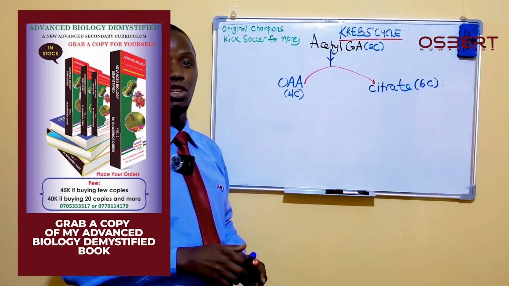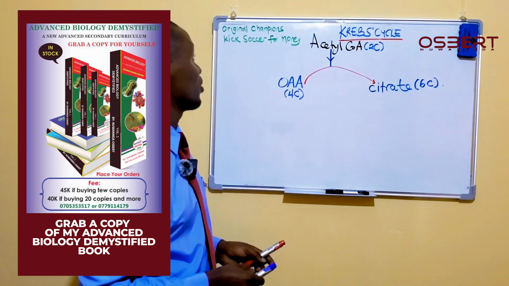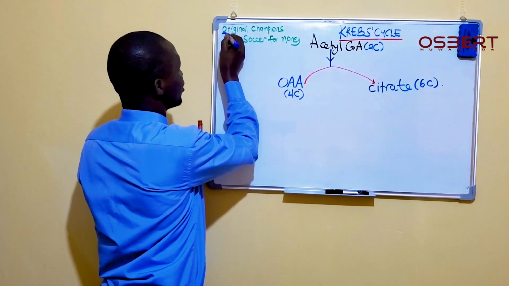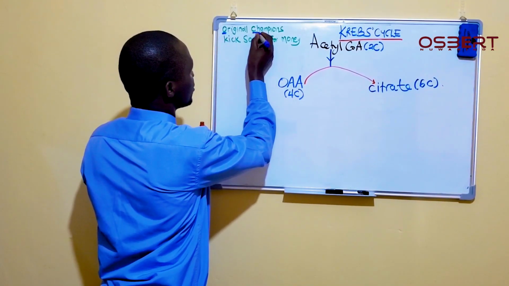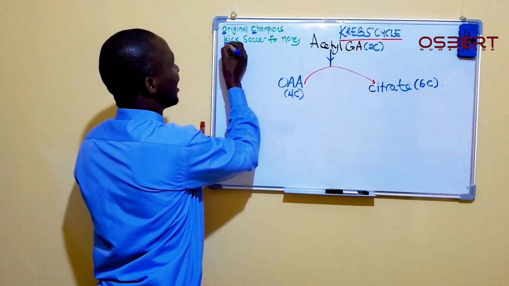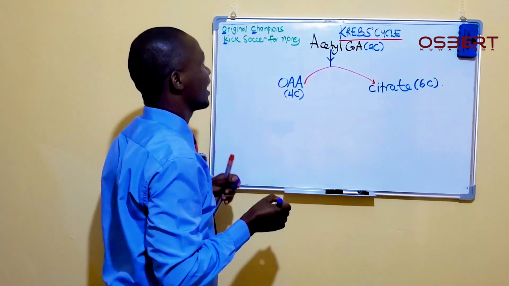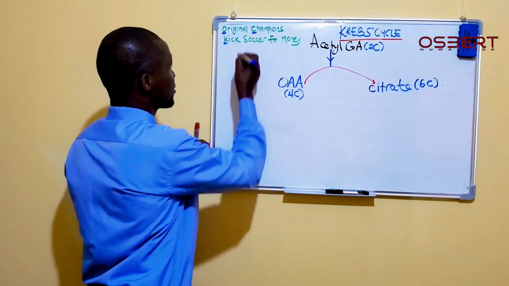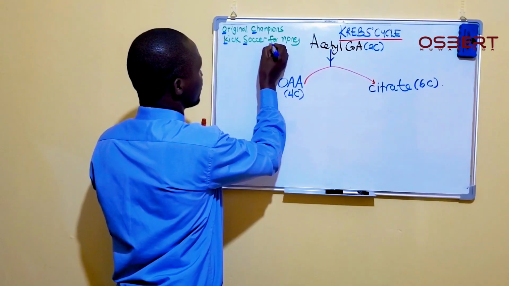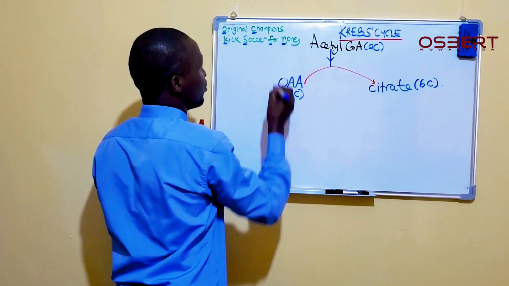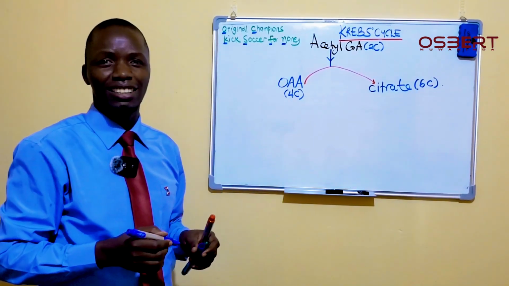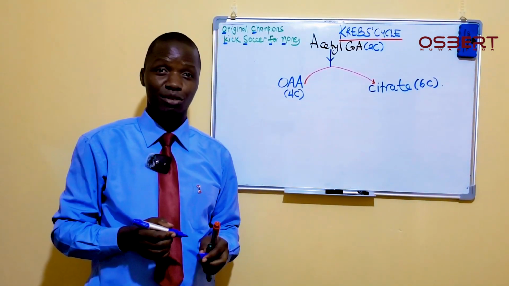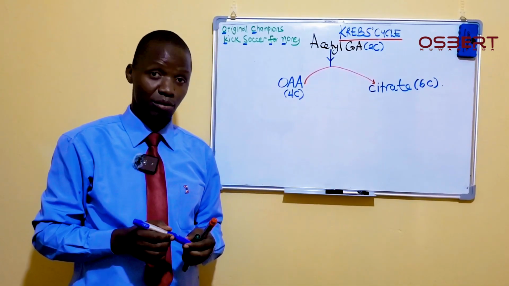In this formula of "original champions kick soccer for money," I am picking out the beginning part. In original, I'm picking O. In champions, I'm picking a C. In kick, I'm picking a K. And then soccer, I pick a C. Then for, I pick F. And then here, I pick an M. And now all those letters you are seeing there represent molecules which are involved within this Krebs cycle.